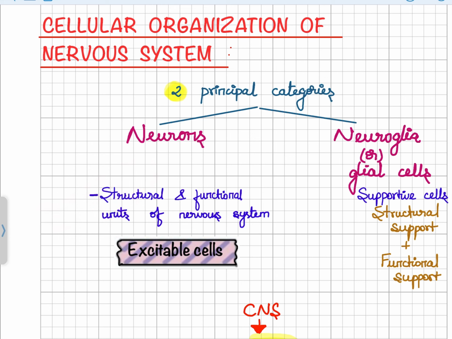Then neuroglial cells. We may think, we already have neurons, which are the structural and functional units. Why do we need neuroglia? They are supportive cells. What kind of support? They give structural as well as functional support.